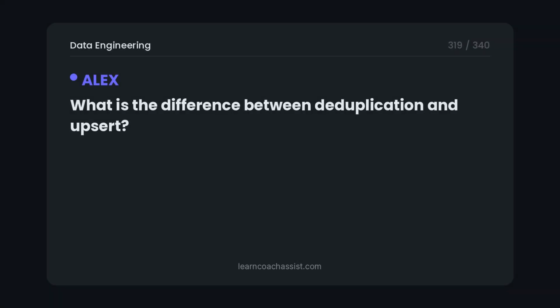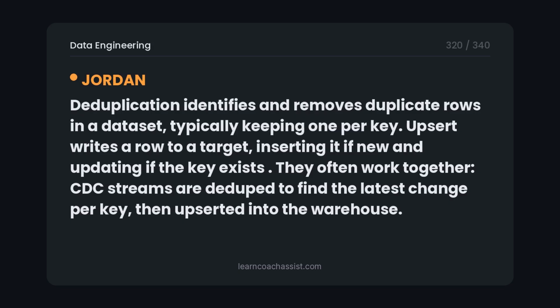What is the difference between deduplication and upsert? Deduplication identifies and removes duplicate rows in a dataset, typically keeping one per key. Upsert writes a row to a target, inserting it if new and updating if the key exists. They often work together. CDC streams are deduped to find the latest change per key, then upserted into the warehouse.